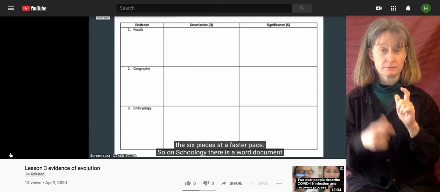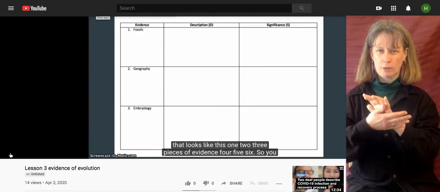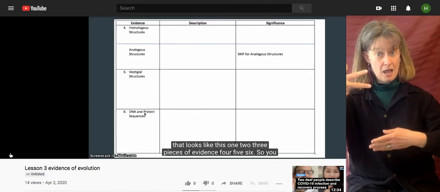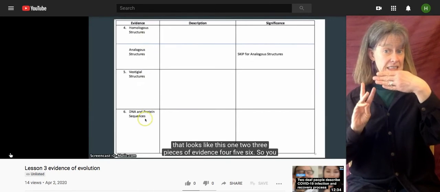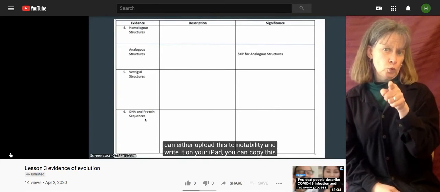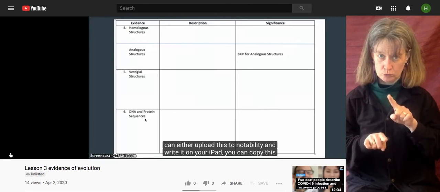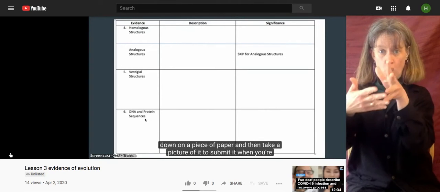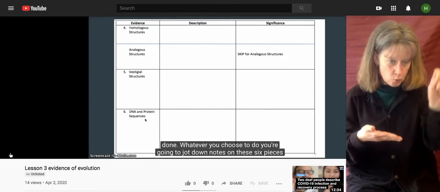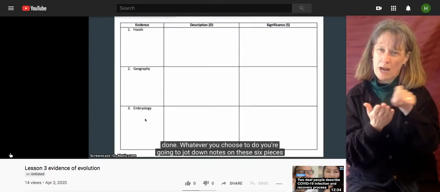So on Schoology, there is a Word document that looks like this. 1, 2, 3 pieces of evidence, 4, 5, 6. So you can either upload this to Notability and write it on your iPad. You can copy this down on a piece of paper and then take a picture of it to submit it when you're done. Whatever you choose to do, you're going to jot down notes on these 6 pieces of evidence.